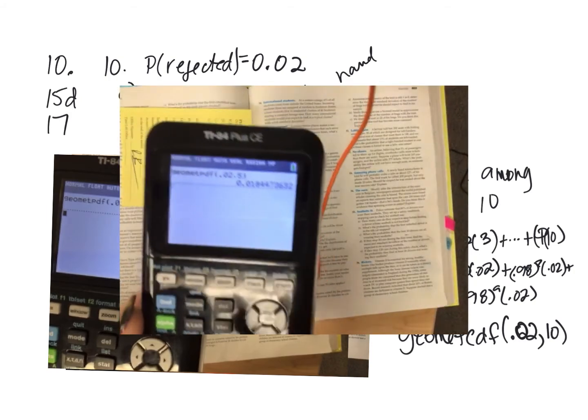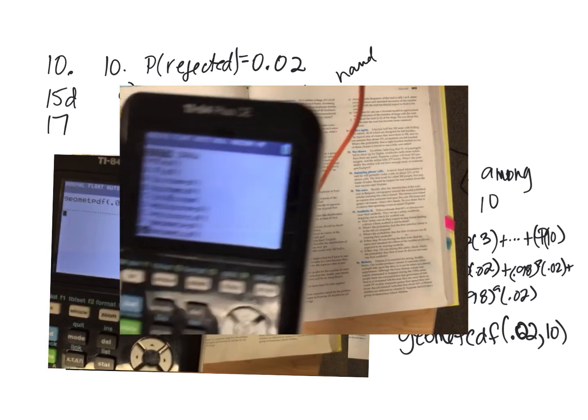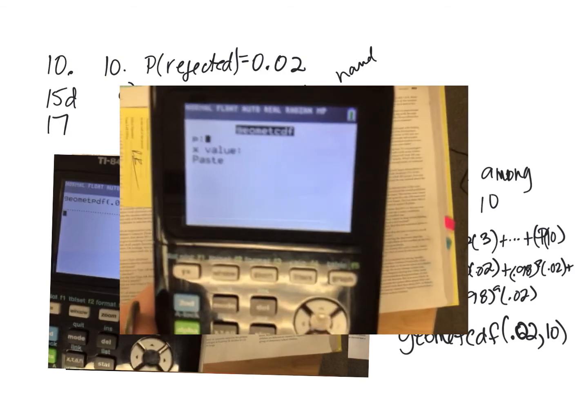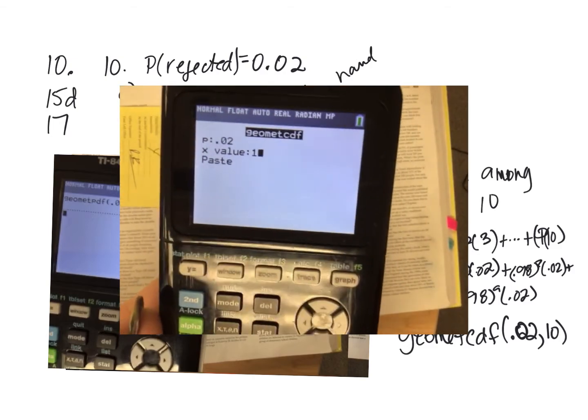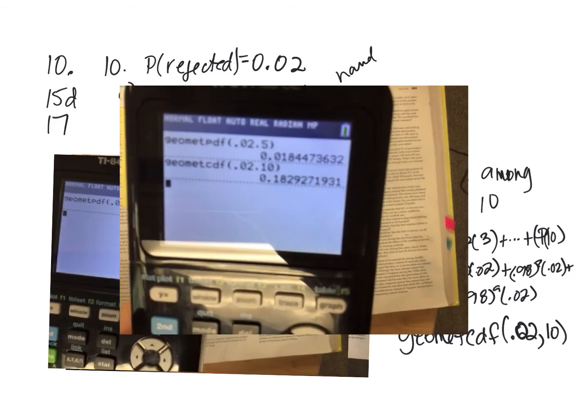We're going to find it in our calculator again. Second distribution. Go up. Geomet CDF is at the very bottom. My probability is 0.02. My X value is 10. And it will add that all up. I get 0.1829. Okay, so that's your geomet calculator command, geometric. Really handy if you're adding up a bunch of numbers. Like if you're adding up to 3, not a big deal, but adding up to 10 is a lot to do by hand, and the calculator does that for you.